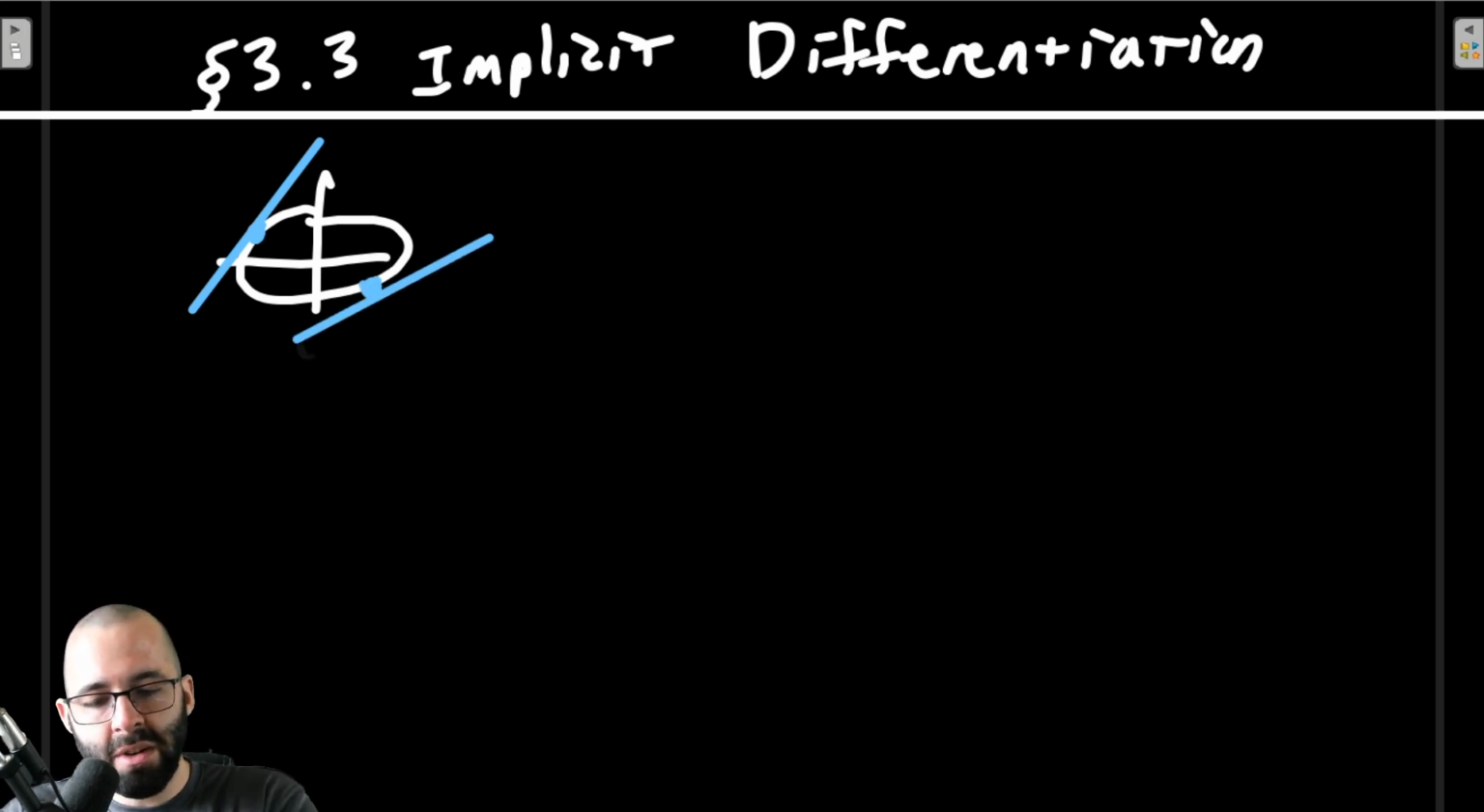So today we're just going to be talking about what happens when we want to find the derivative or the slope of something that's not a function. It fails the vertical line test. That's what implicit differentiation is all about.